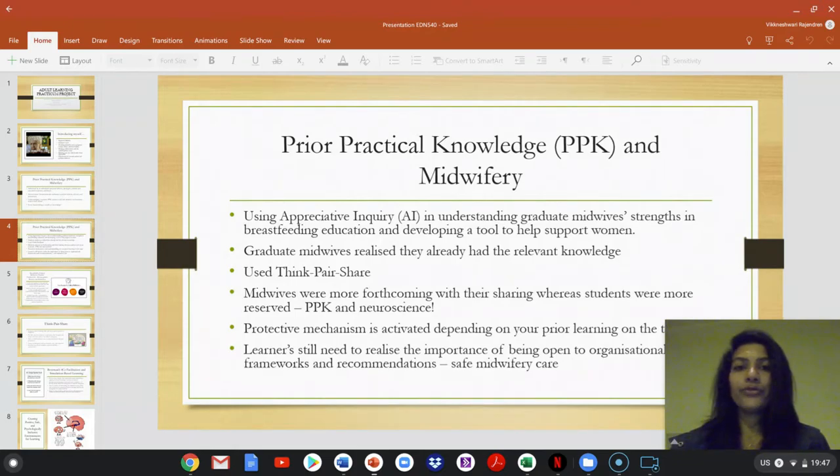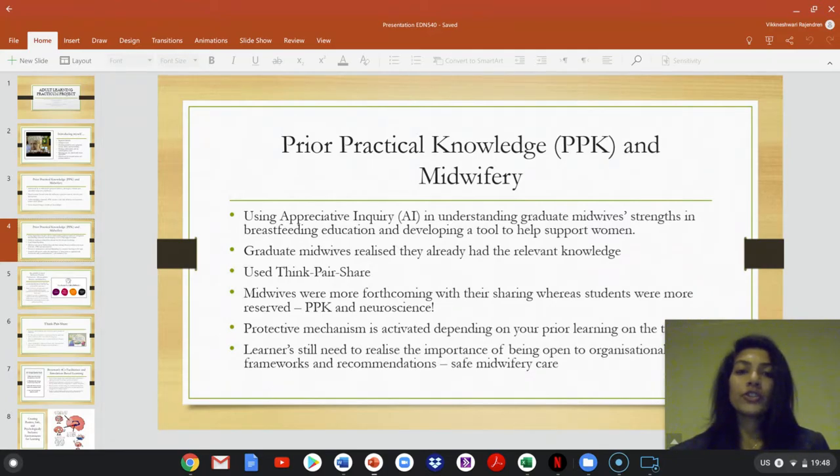But during appreciative inquiry, I realized that the midwives that had a little bit more experience were more forthcoming with their knowledge and sharing, whereas the students were a bit more reserved. And I suppose this has got to do with neuroscience again, whereby if you feel confident with your practice, you're more likely to want to share and give a bit more information than if, say, you haven't had much experience in that field. That is your mind protecting itself, and that's very common and natural that people do that.